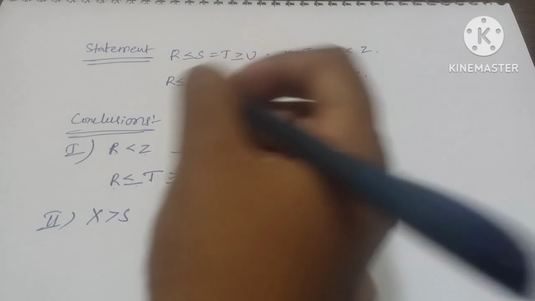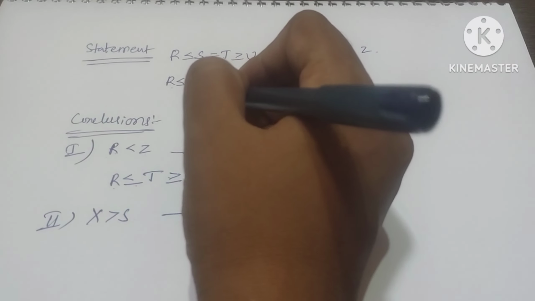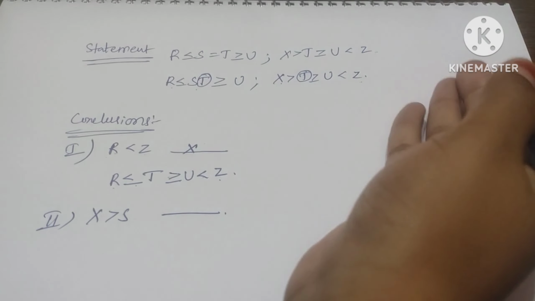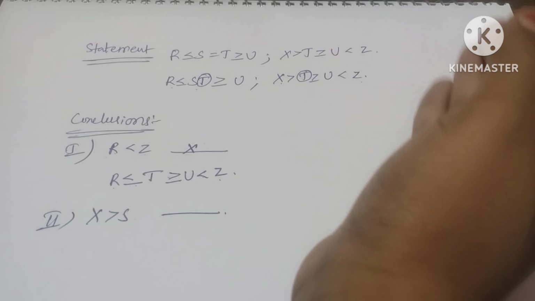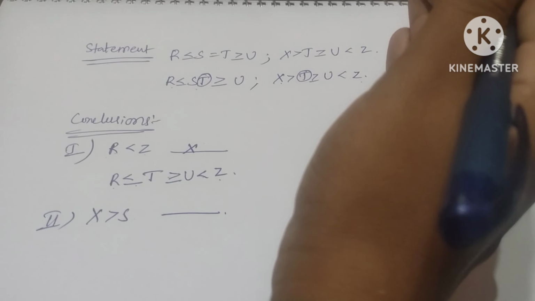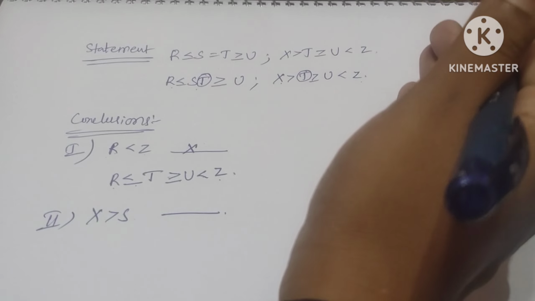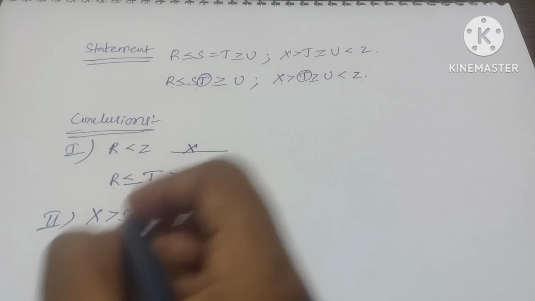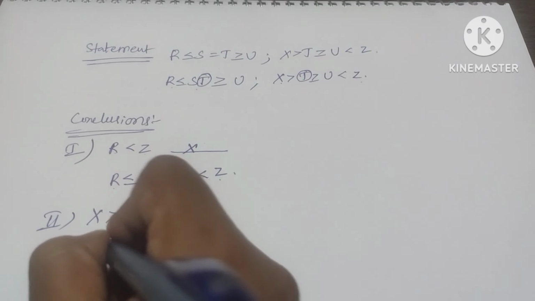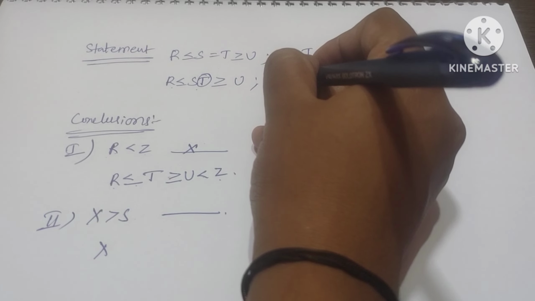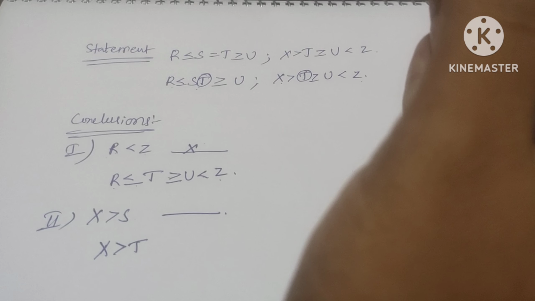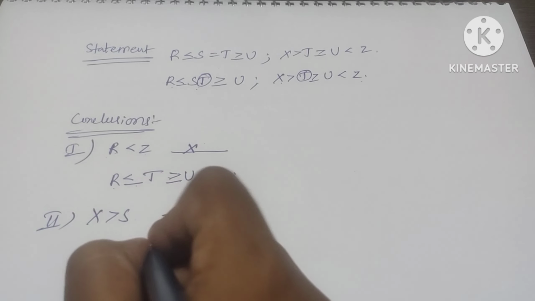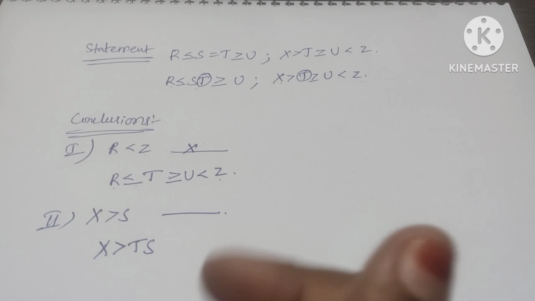Now X is greater than S. Where is the X? X is here and S is here. The letters are in different statements, right? Now for this conclusion also we have to take the common letter. Here this is the common letter T. Here X is greater than T, right? Here S is equals to T. That is, T and S are equal, right? Now X is greater than T, S, right?